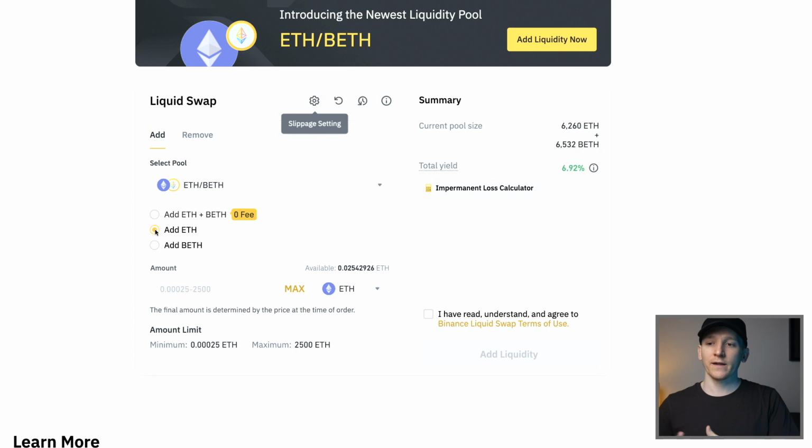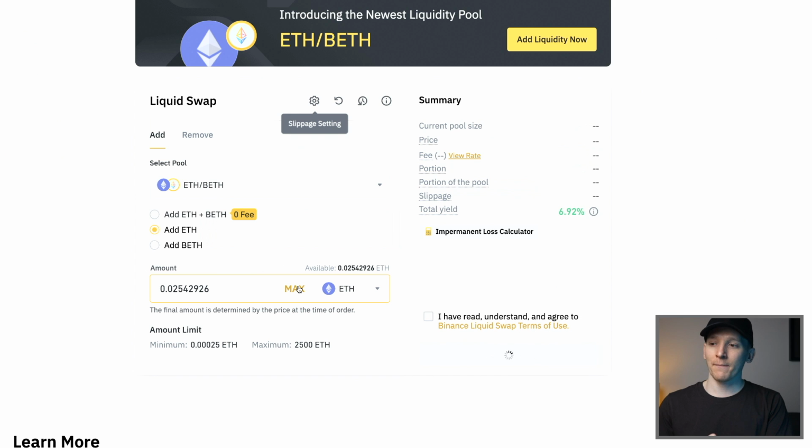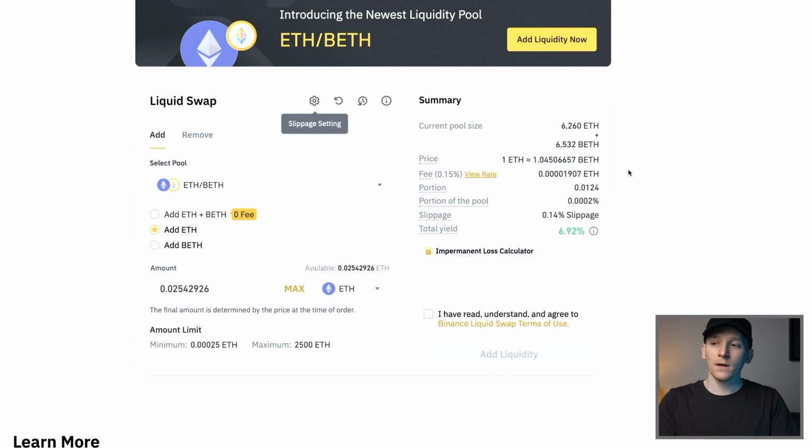So what it's going to do is add one of the tokens in, and you need 2 tokens to create the pair. And what it's going to do if you just add Ethereum is, I'll just click max here. It's going to put Ethereum in, but it's also going to swap some of that Ethereum for BETH so that I have the right ratio of both of them in the pool so that I can earn those trading fees. So as we can see here, we have a fee for the exchange, and we can see we own a very small part of the pool right here.